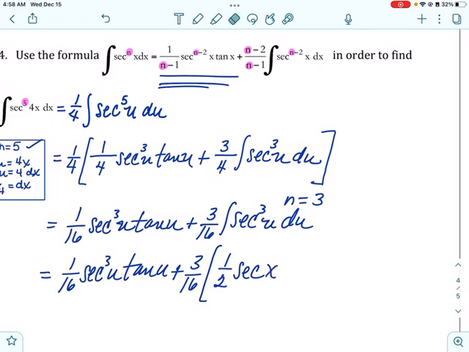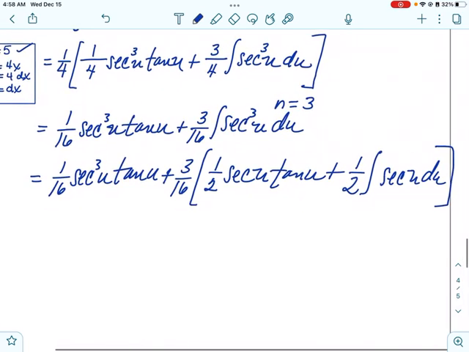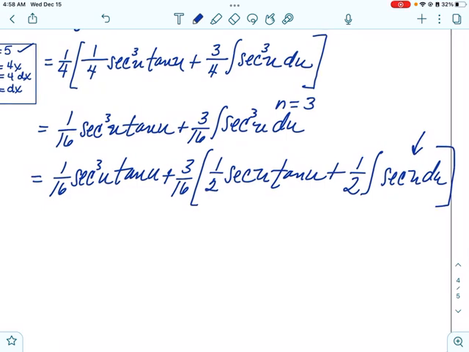tan u, and that's going to be plus, then I have a 3 minus 2, which is 1, over 3 minus 1, which is 2, and then it's the integral of secant u du. Okay, bracket here. Now secant u, we know what the integral of secant u is, so we can go ahead and finish this up.